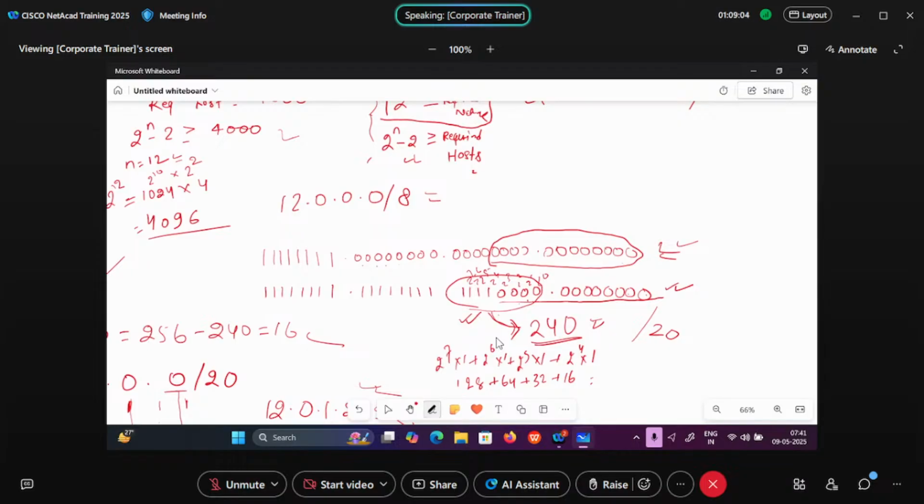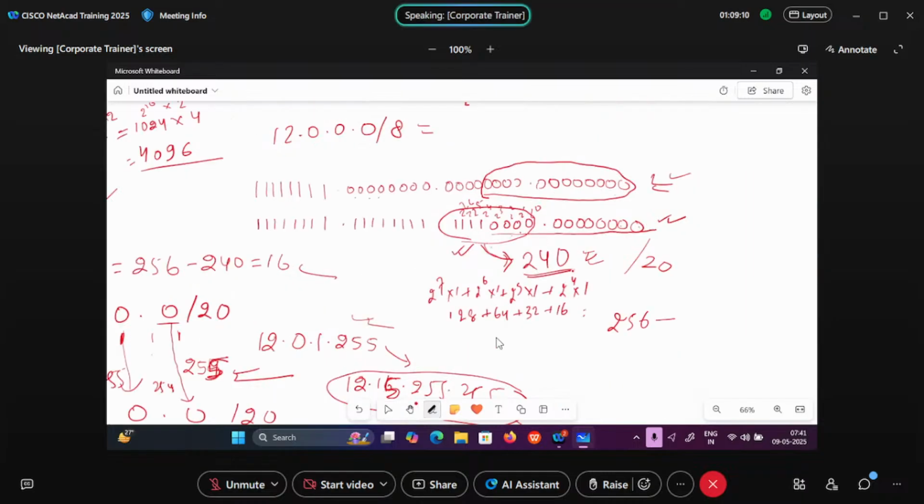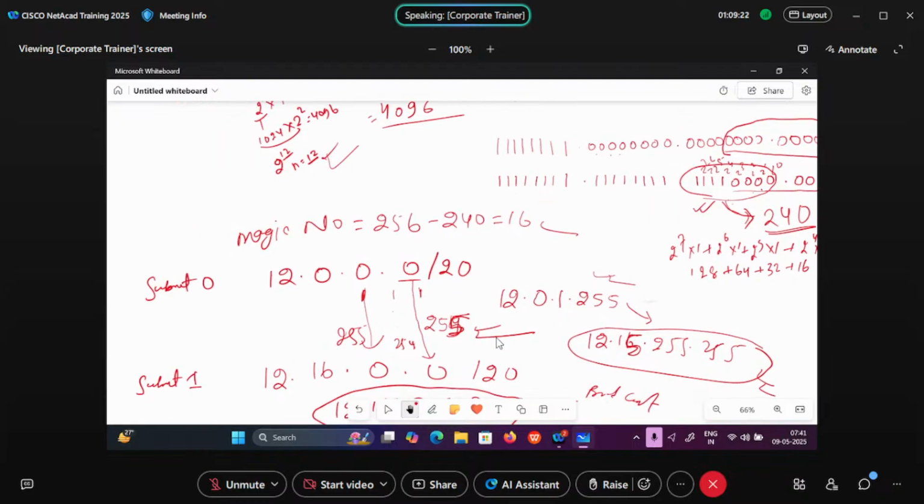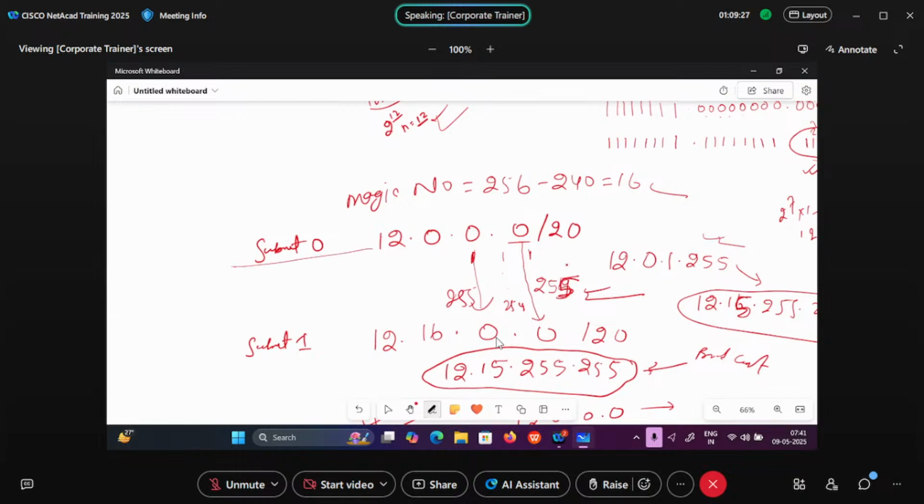Now the magic number formula is 256 minus the changed value, wherever you get the change. 240 is the changed value, so subtract it: 256 minus 240, what do you get? 16. So 16 is our magic number, and this 16 you have to add in each and every subnetted network. Suppose I have subnet 0. Subnet 0 is the given ID, whatever network is given in your question, which you can directly write as subnet 0. After this, here you can see 12.0.0.0. If you add 16 in the second octet, what will you get?